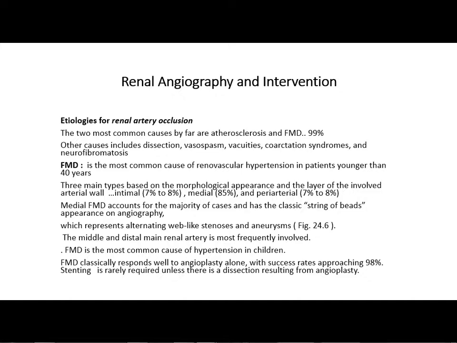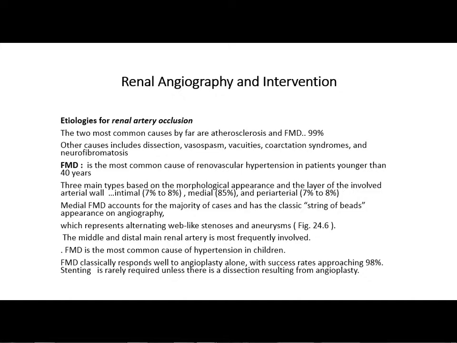There are three main types based on the morphological appearance and layer of the involved artery wall: intimal, 7 to 8%; medial, which is the most common, 85%; and peri-arterial, 7 to 8%. Medial fibromuscular dysplasia accounts for the majority of cases and has a classical string of beads appearance on angiography, which represents alternating web-like stenosis and aneurysm.